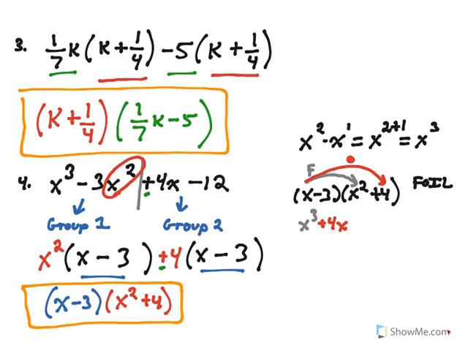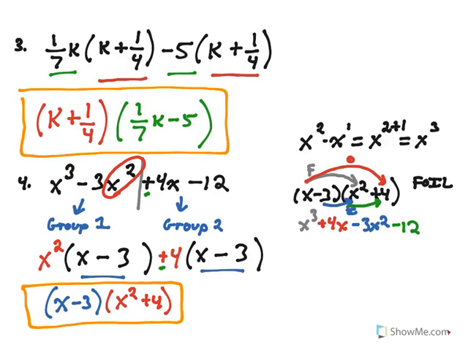The next thing we're going to do is the inside. Well, minus 3 times x squared is minus 3x squared. And then, of course, we do the last, which is going to be negative 3 times 4, which is, in fact, negative 12.